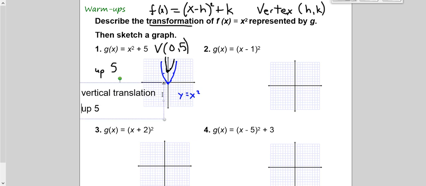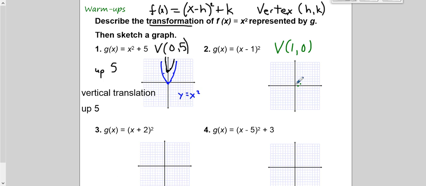Vertical translation up 5. How about number 2? Write down your vertex. h, k, x minus h, so our h is 1. There's no plus a number outside the parentheses, so that's a 0. So we have vertex (1, 0).